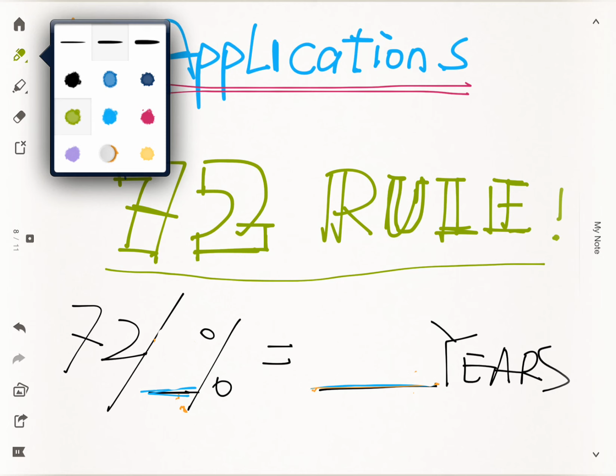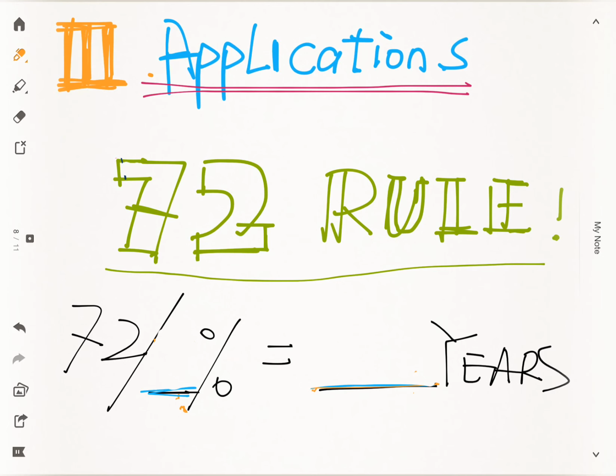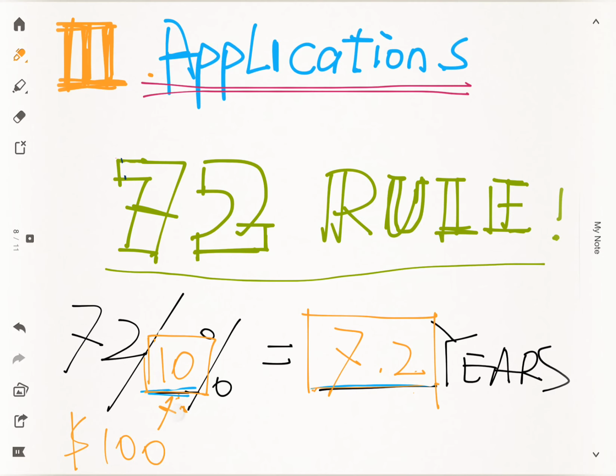If you just divide 72 by the percentage that you agree on for the compound interest, you will get the years it takes for the principal to double. In the previous case, we have 10 here, and we get 7.2 here. What does it mean? It means if you lend $100 at a 10% compound interest rate, after just 7.2 years, you will get $200 back. Wow, exciting, huh? It is the magic of compound interest.